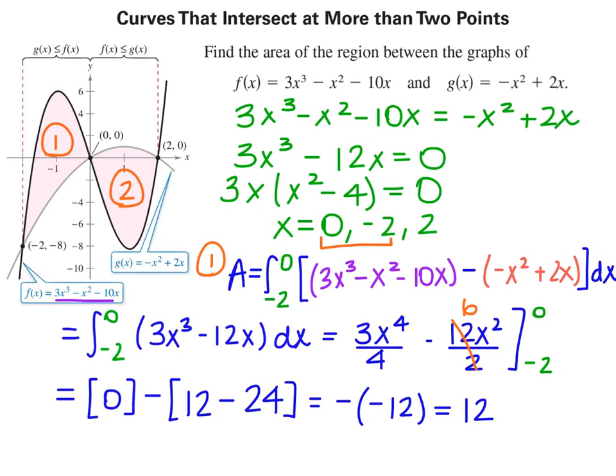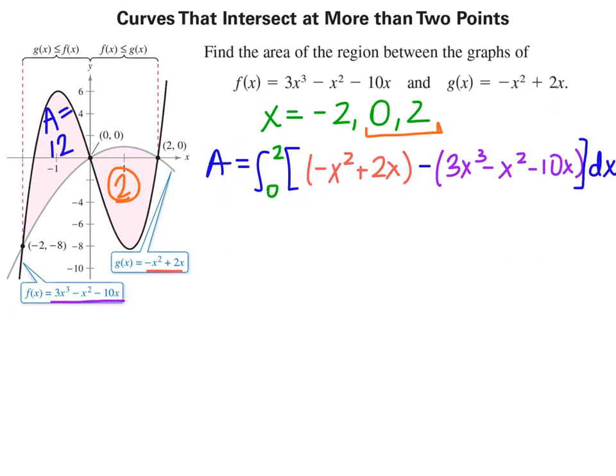And then when I plug in negative 2, I get 12 minus 24, and that negative is still hanging out on the outside, so that becomes negative 12, which is 12. So that's not the answer to the whole thing. That's just the area of this part right here. So we're going to take that area that we have, so that is 12 over here. We will add it to whatever the area we get for that second portion.